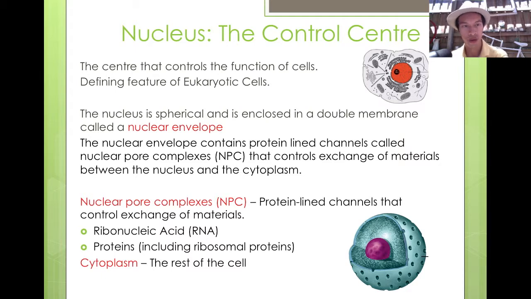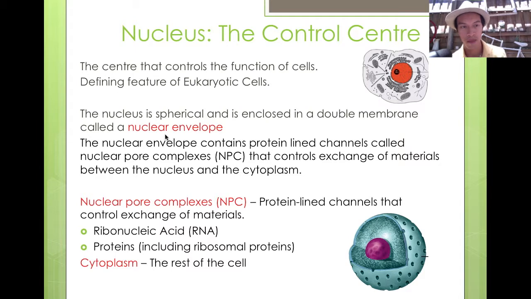Okay. Let's start with the nucleus, probably the main thing that you see when you see a diagram of the cell. That's what it looks like in the cell. It's that big red blotch in the middle. And it is the defining feature of eukaryotic cells. All eukaryotic cells have a nucleus, and inside the nucleus contains your DNA and things like that. Okay, so it's spherical, and it's enclosed in a double membrane called a nuclear envelope.